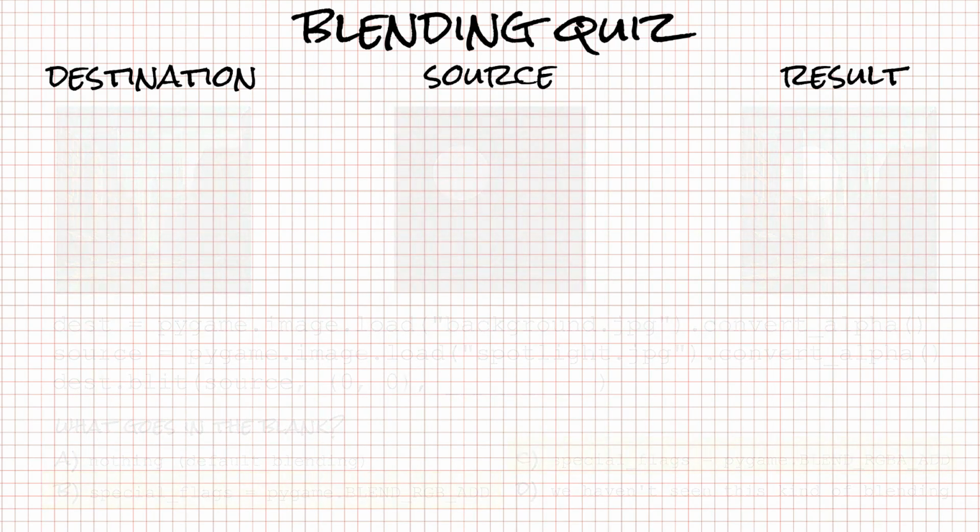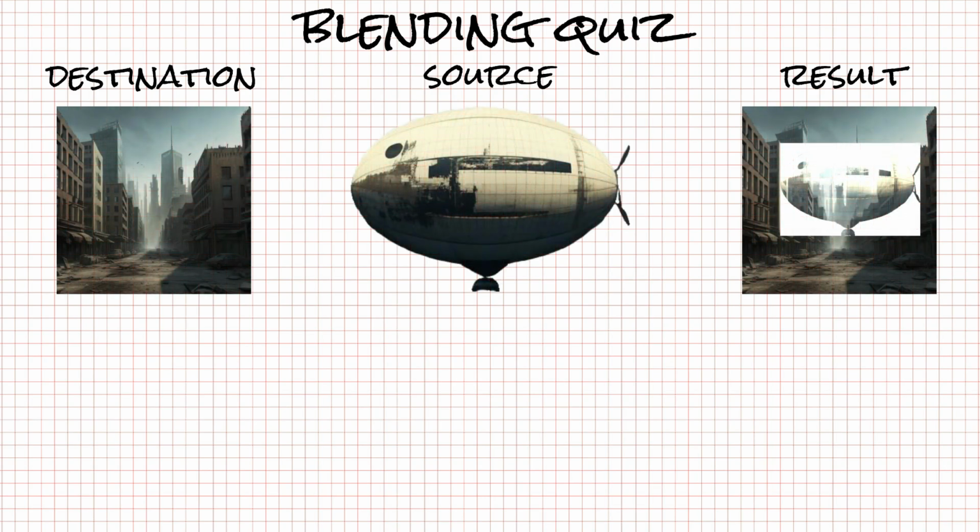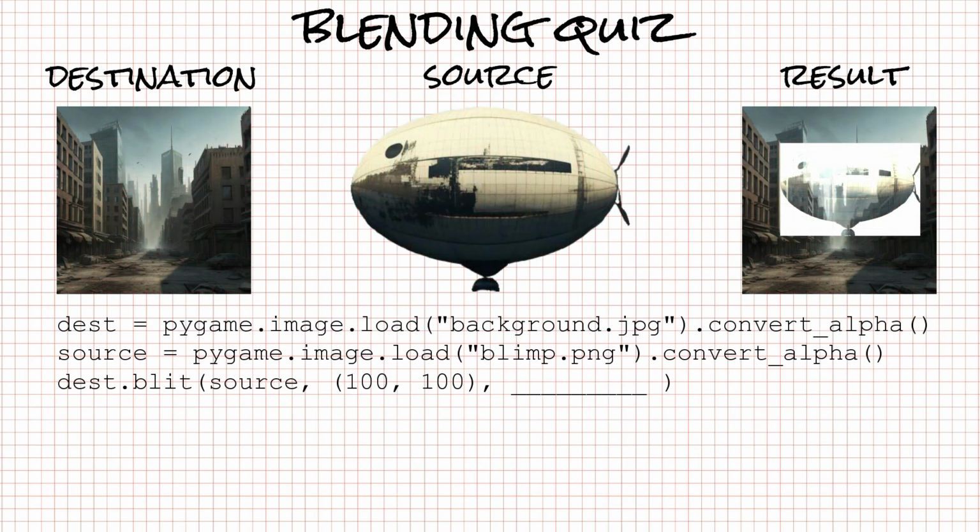How about one more, a challenge? You haven't seen this one. So again, for the destination, I've loaded the background image from a JPEG and sent it the convert_alpha message. No tricks. And for the source, it's the blimp image, which is a PNG, and I've loaded that and sent it the convert_alpha message. Remember that the blimp is fully opaque where there are pixels in the blimp image, and the pixels around the blimp are white and fully transparent. So 255, 255, 255, 0.